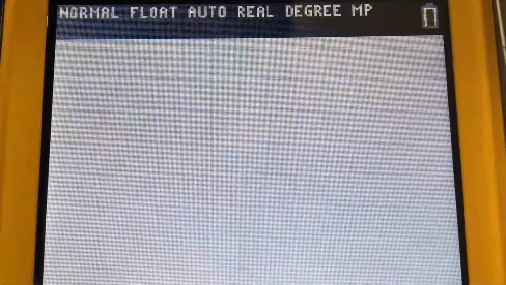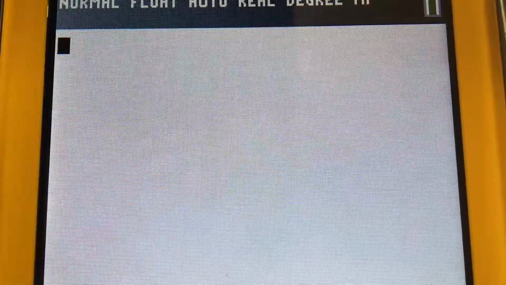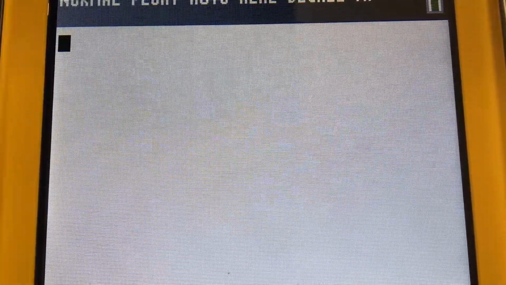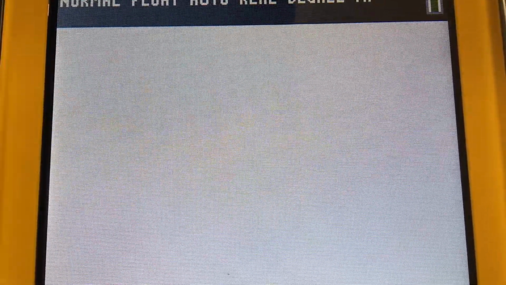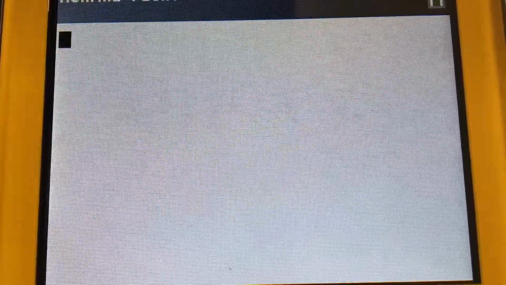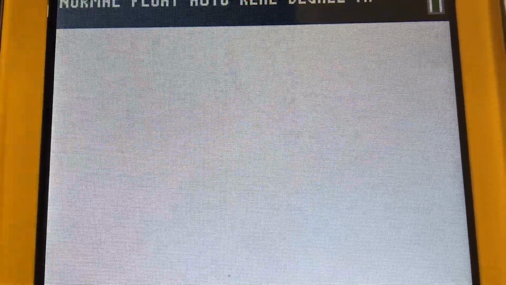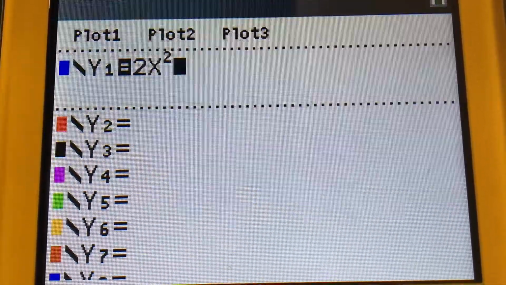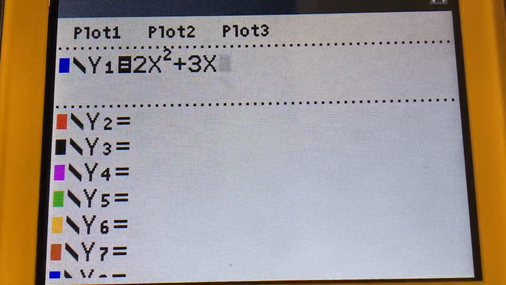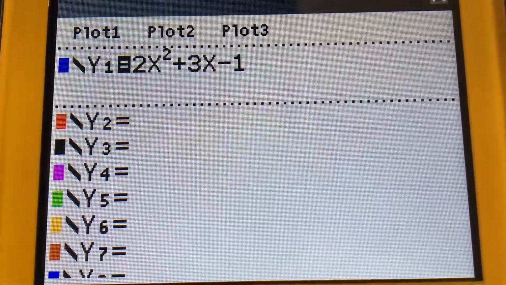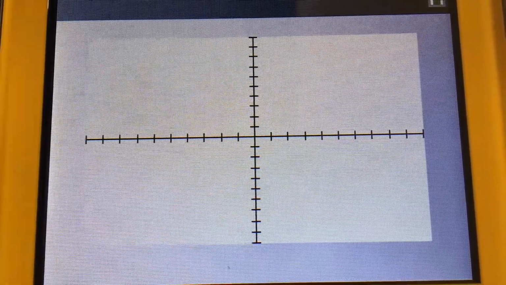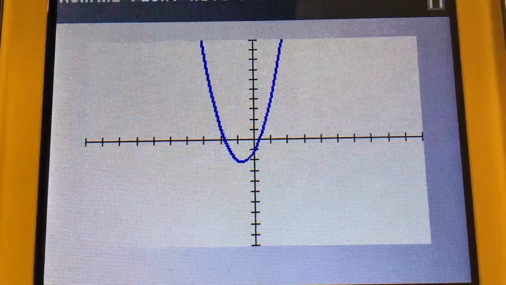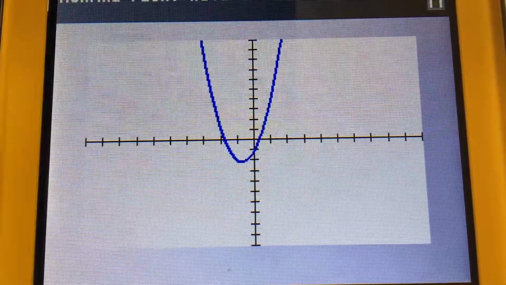Let's take a look at the solutions in our graphing calculator. In number 6, the first quadratic that we had was 2x squared plus 3x minus 1, and we got an answer of 2 real solutions because the discriminant was positive. Let's see that. 2x squared plus 3x minus 1. We're going to graph it. And as you can clearly see, the quadratic is crossing the x-axis in two locations. Therefore, it has two real solutions.